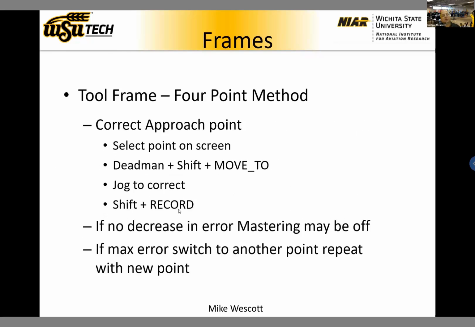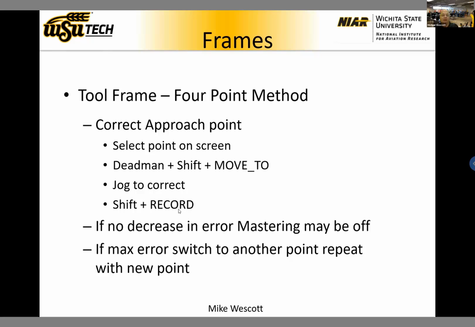All right, to correct in the 4-point method, you correct the approach point that is most off. Select the point on the screen and dead man plus shift to move to, and then jog it to correct it, and shift plus record again. If there's no decrease in the error, it may mean that your overall mastering of your robot is off.